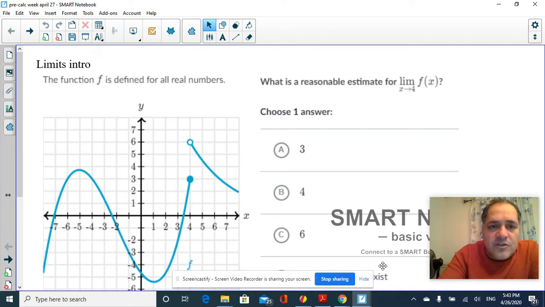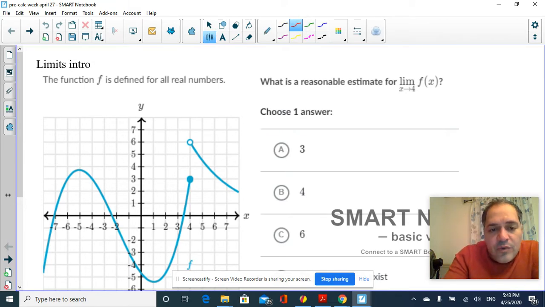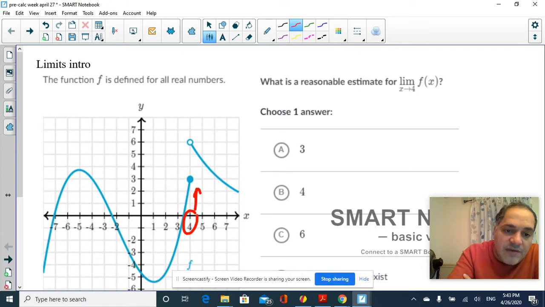If you look at the function, we have the graph. We have to check if there is any hole or any jump in the function at any point, like at 4 here. Does this function have a jump? Yes, we have a jump here. So what's the limit of this function? Not exist.